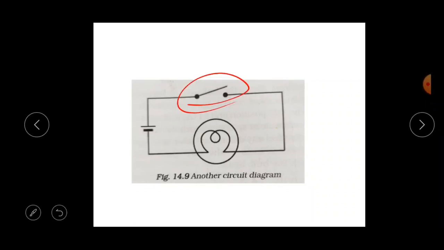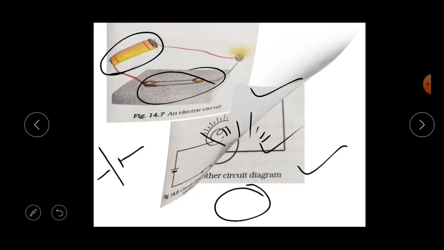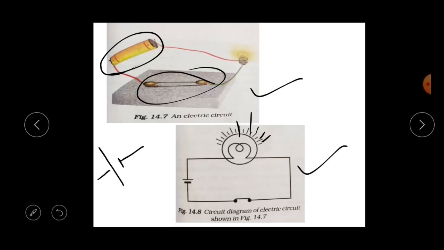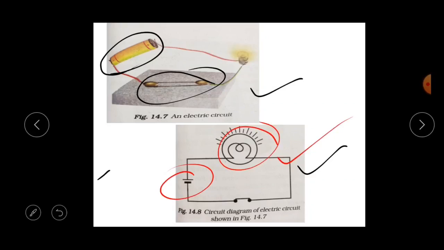Okay, so this is called the circuit diagram. So children, here you can see that. Now can you tell me what is the definition of a circuit diagram? Yes, when an electric circuit is represented diagrammatically with the help of symbols, the diagram is known as a circuit diagram. Understood, children? Okay.